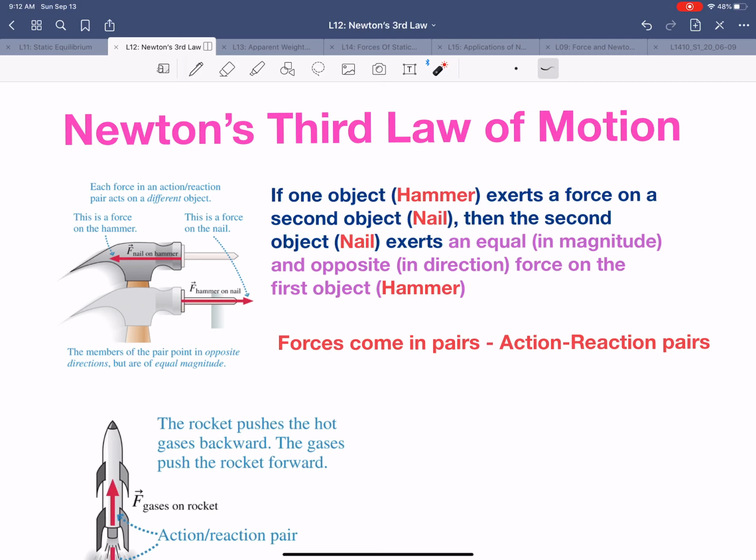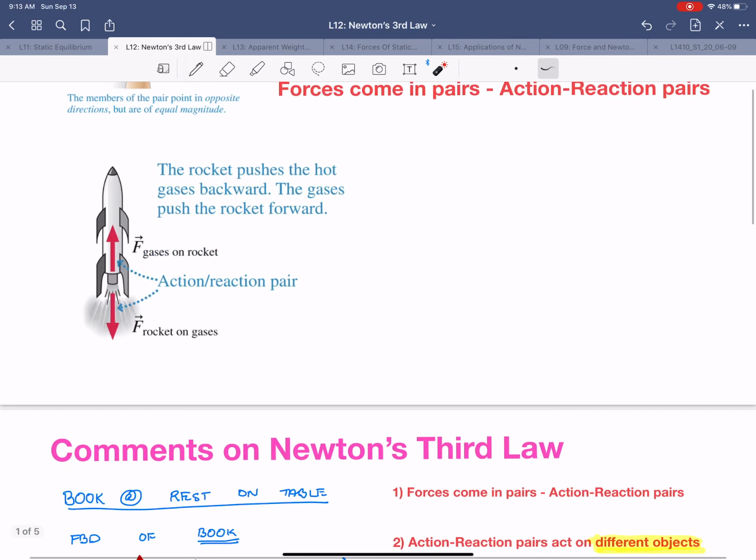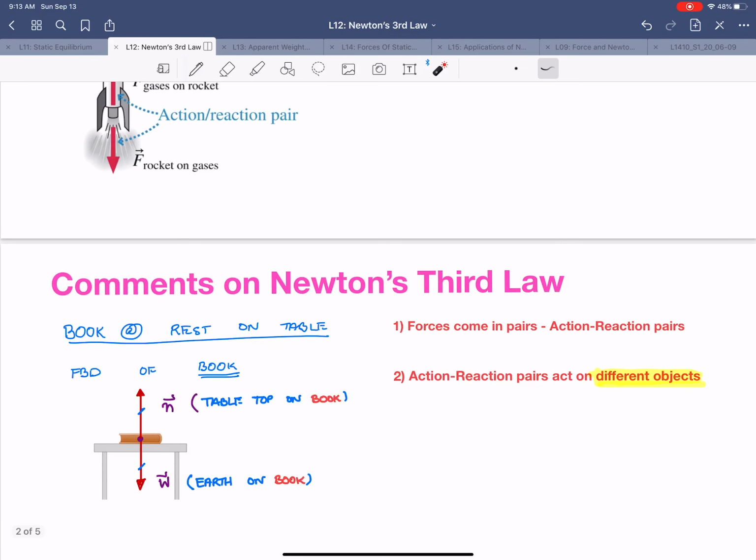Equal in magnitude, opposite in direction. So what we argued there, and a simple way to say it, is that the forces come in pairs. When one object exerts a force on another object, the other object exerts an equal and opposite force on the first object. Now, if you read Newton's third law, it sounds pretty straightforward. It's a simple statement. But when you apply it to situations, you need to be a bit careful. So here are a few comments on the third law.